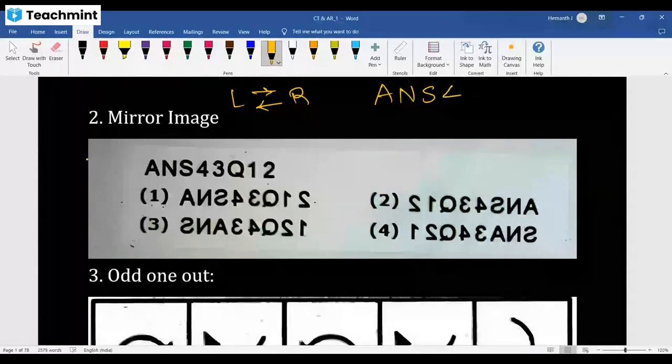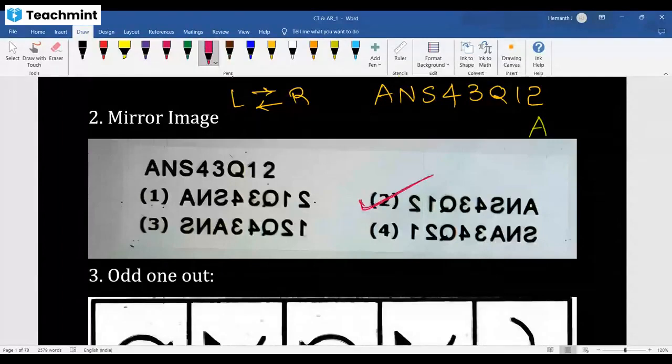This is what they have given, right? Now we require A on the right side. If you do the mirror image, then A will be on the right side. These two should come on the left side. A on the right side is available in only one option. Option 2. No second thought. A is on the left side. Your left should go to the right and right should go to the left side. That's satisfied only in one option, which is nothing but option 2.